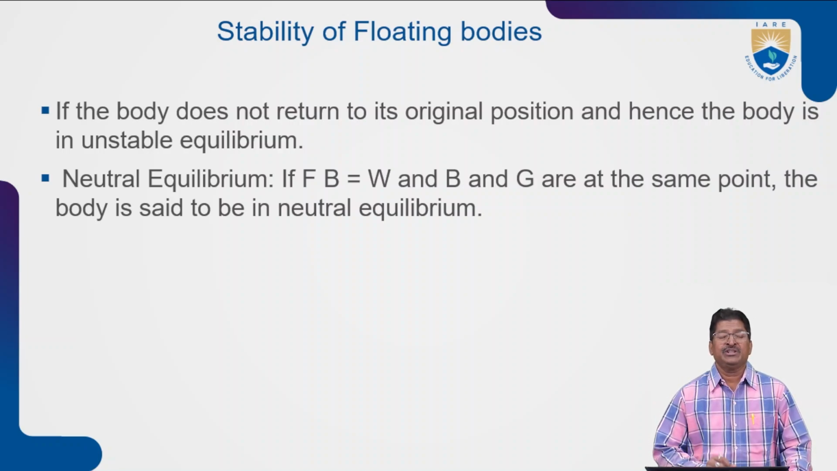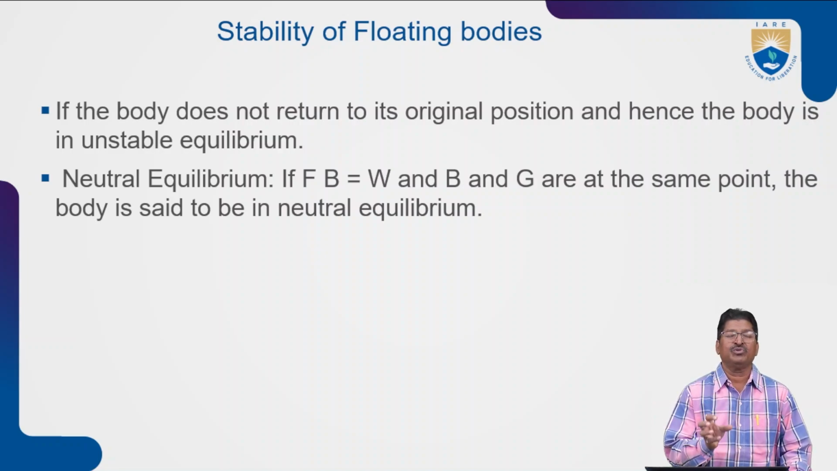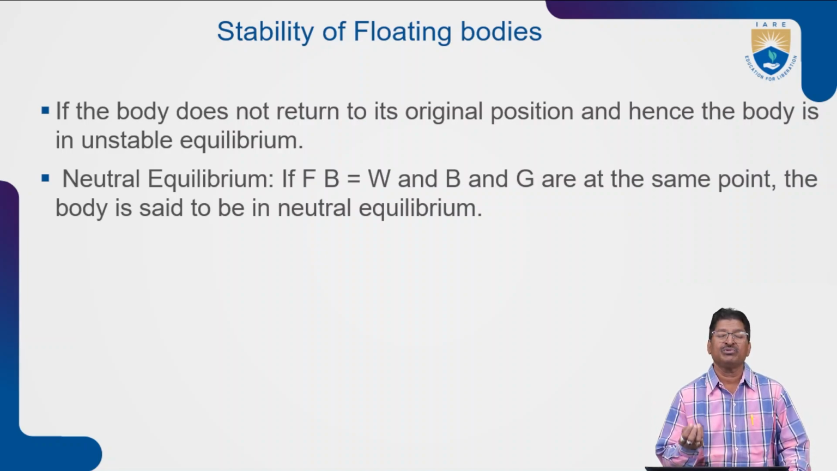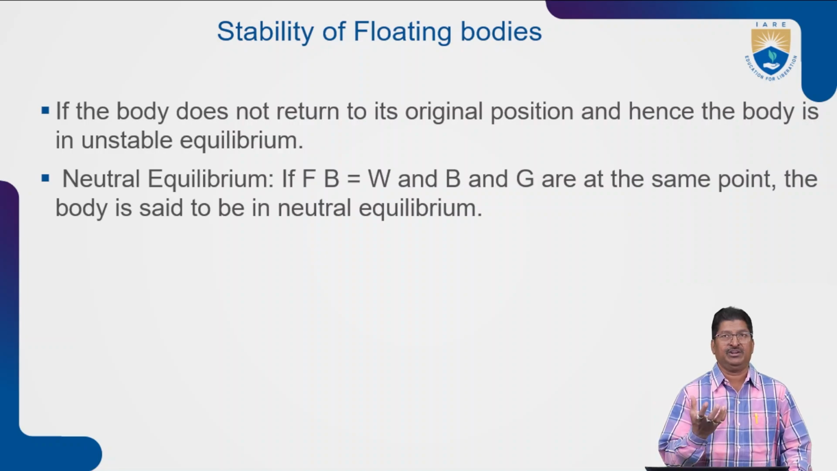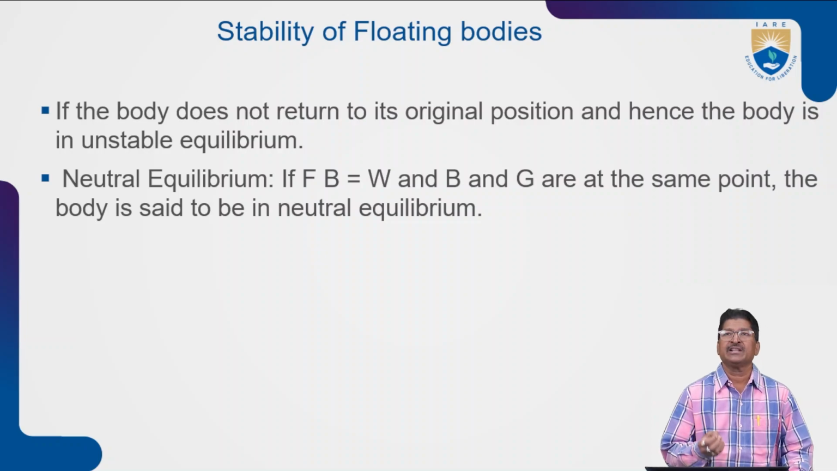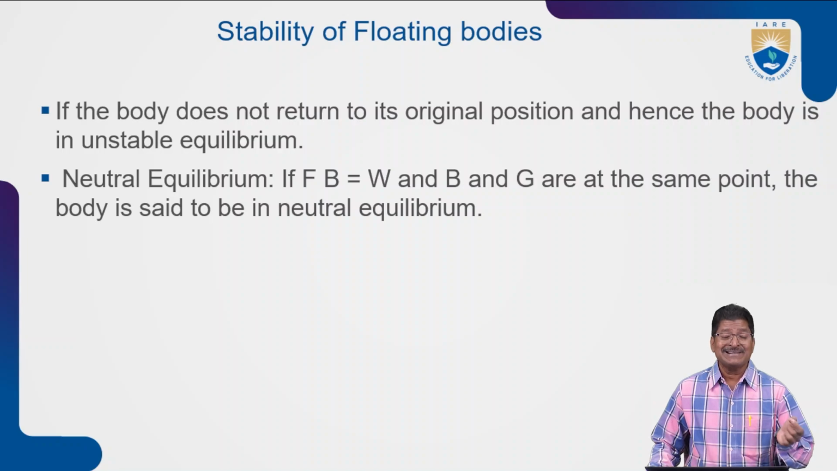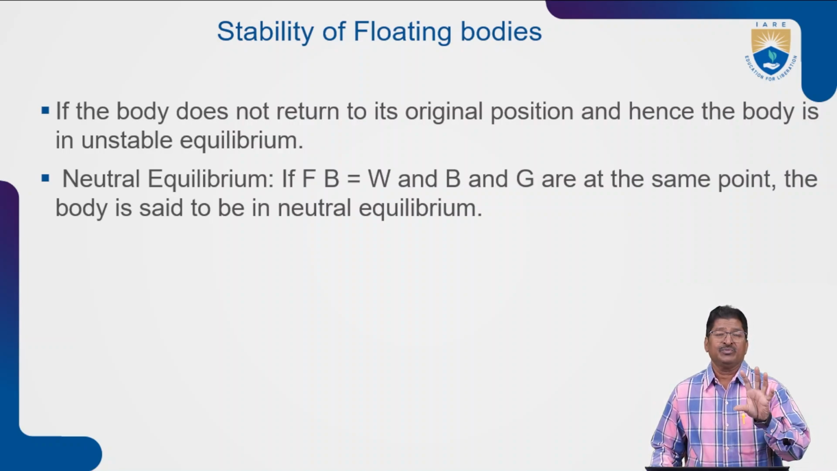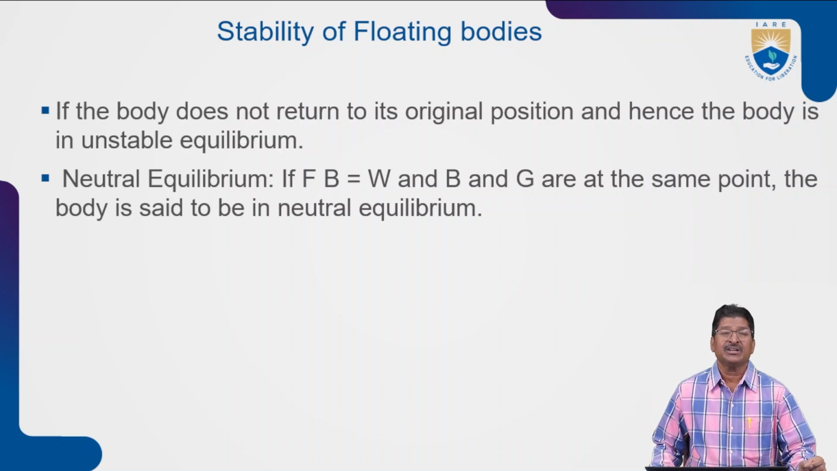Neutral equilibrium means the force of buoyancy Fb is equal to W, the weight of the object, that means the weight of the boat, and the buoyancy force, that means the force applied in the upward direction by the fluid. If both are the same and they are also acting at the same point, so two conditions are there. If the body does not return to its original position, that means whenever you give a small tilt to the ship, if it does not come back to its original position, then it is called an unstable equilibrium.